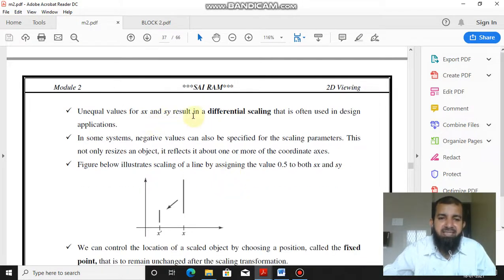Unequal values for sx and sy result in differential scaling, which is often used in design applications. If sx is equal to 2 and sy is equal to half, then in the x direction it expands and in the y direction it reduces. In some systems, negative values can also be specified for scaling parameters. This not only resizes the object, it reflects it about one or more of the coordinate axes.